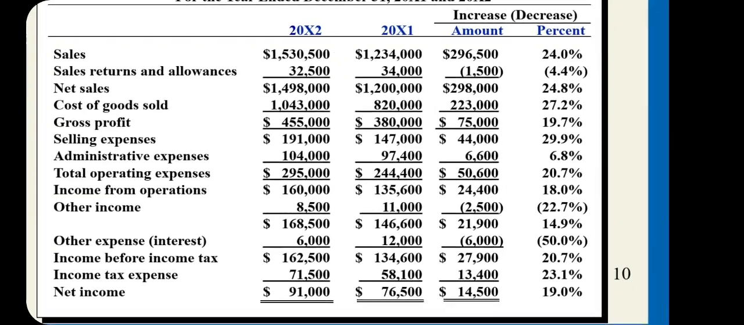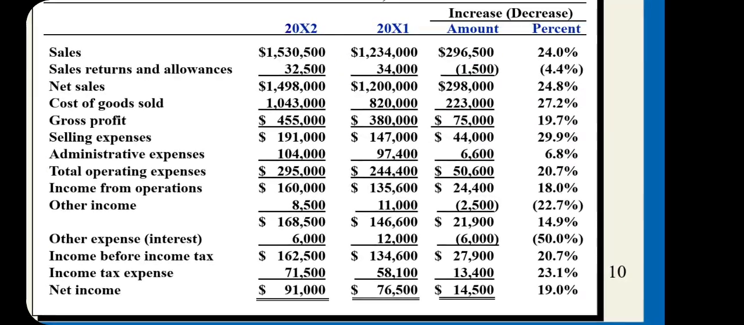Increment in sales or revenue is 24%. Increment in net income or profit is only 19%. So now, after you see these two numbers, can you say the performance of the business is getting better? We cannot say that now. If we do not do the analysis, we say the performance is getting better because 91,000 profit this year. Last year only 76,000 profit.